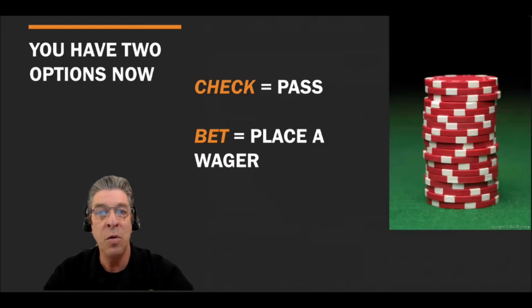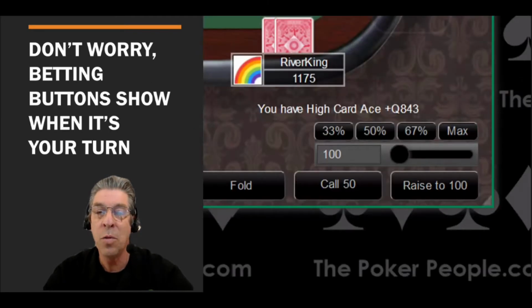Here you have 2 options. You can check, which means pass, or you can bet, which means place a wager. Once a player has bet, there is no more checking, and you must either call, raise, or fold. Don't worry though, betting buttons show when it's your turn, and our platform will never allow you to make a mistake.